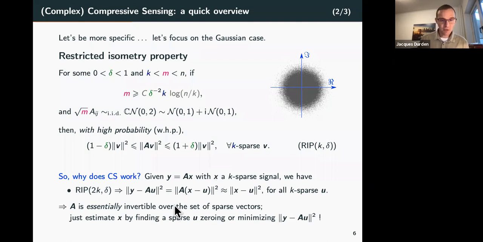And so in essence, the reason why it works is simply because thanks to the RIP property, you have a way to measure the distance between your true signal, even if you don't know it, and any other estimate, thanks to the observation process. Because if Y is your observations, then if you take any candidate U which is K-sparse, and if the matrix is 2K RIP, then the distance, which is here the fidelity term, between Y and AU is very similar, up to some distortion, to the distance you have initially between X and U. And this is really the point that is used by many algorithms to obtain, starting from the measurements, a very good estimate. So somehow it's a way to say that the matrix A is invertible over the set of K-sparse vectors.